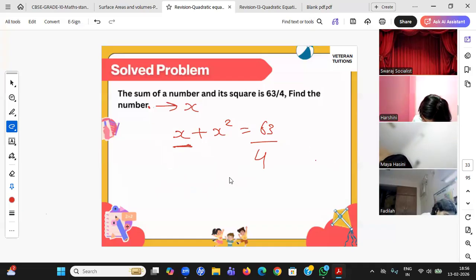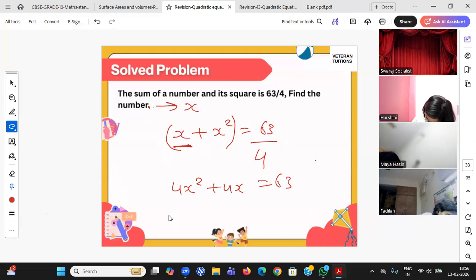So now students, it's not a standard format, so always convert it to standard format. You'll send 4 over there: 4x square plus 4x equal to 63. Still not a standard format. ax square plus bx plus c equal to 0. Now it is a standard format. Students who are struggling with the factorization or middle term splitting method, you can go for the quadratic formula method. Easy.